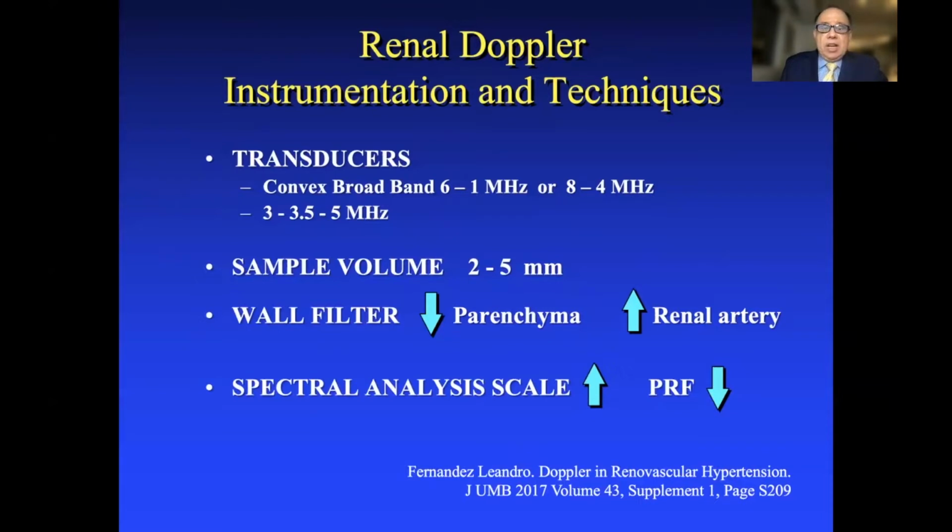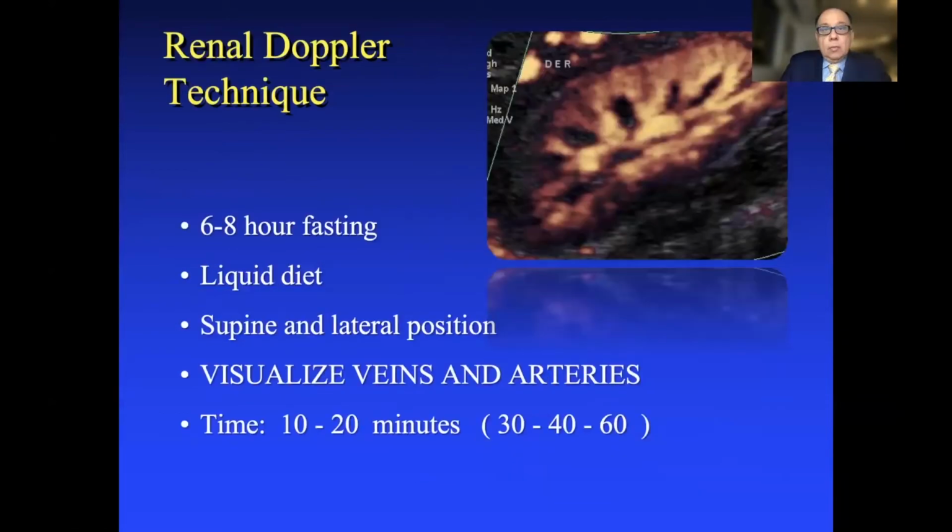We have to decrease the wall filter in order to explore the parenchyma, but we have to increase it when you are studying the renal artery. The spectral analysis scale is better if you use a big size of this scale, and you can obtain that by decreasing the PRF. In many labs, it's recommended 6 to 8 hours fasting.